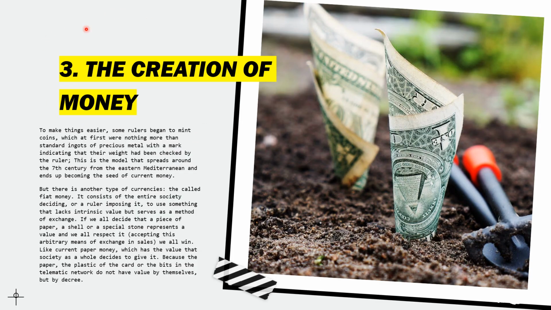Now we're going to explain the creation of the money. To make things easier, some rulers began to mint coins, which at first were nothing more than standard ingots of precious metal with a mark indicating that their weight had been checked by a ruler. This is a model that spreads around the 7th century from the eastern Mediterranean and ends up becoming the seat of the current money. But there is another type of currency, called fiat money. It consists of the entire society deciding on a ruler to use something that lacks strict value but serves as a method of exchange, and that is the basic meaning of the creation of the money.